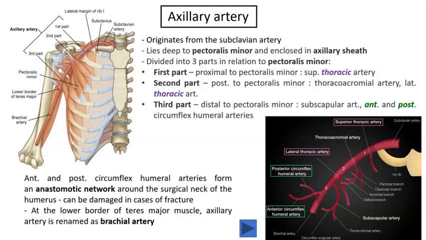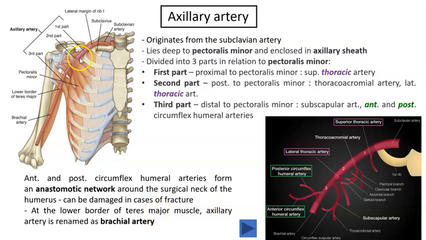What else? Okay. So if you can see the bold in white, I hope you can appreciate it. The bold in white are the main branches of the axillary artery from the first, second, and third part. You can remember it by 2 thoracic, superior and lateral, 2 circumflex, posterior and anterior, 1 thoracoacromial, and 1 subscapular artery. Okay.